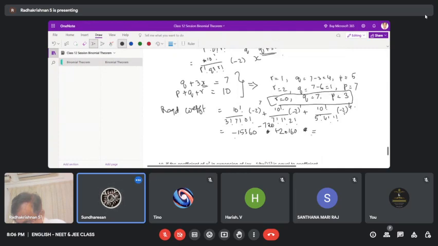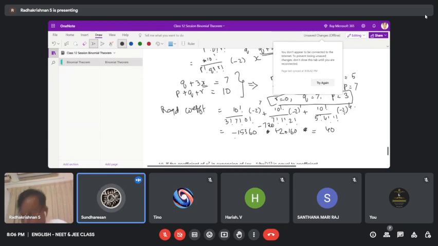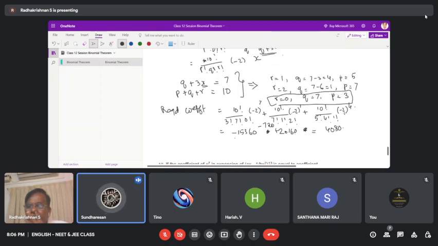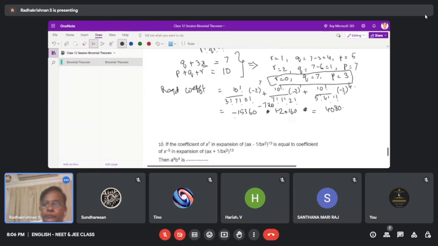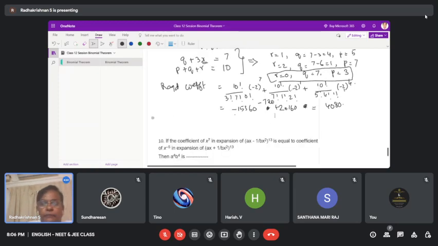Sir, 10 factorial by 7 factorial, 1 factorial, 2 factorial. The value is minus 720, sir. Into 2, minus 2 to the power of 1. Okay. So let's verify it. We will take some time. No problem.